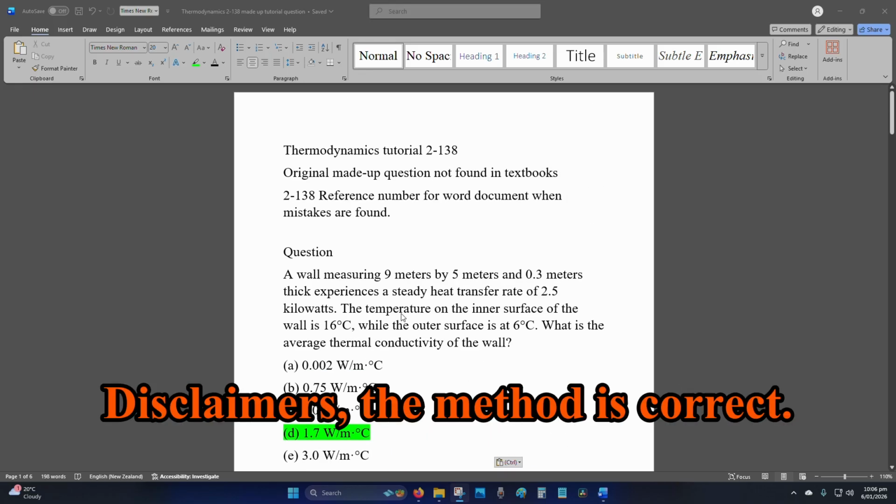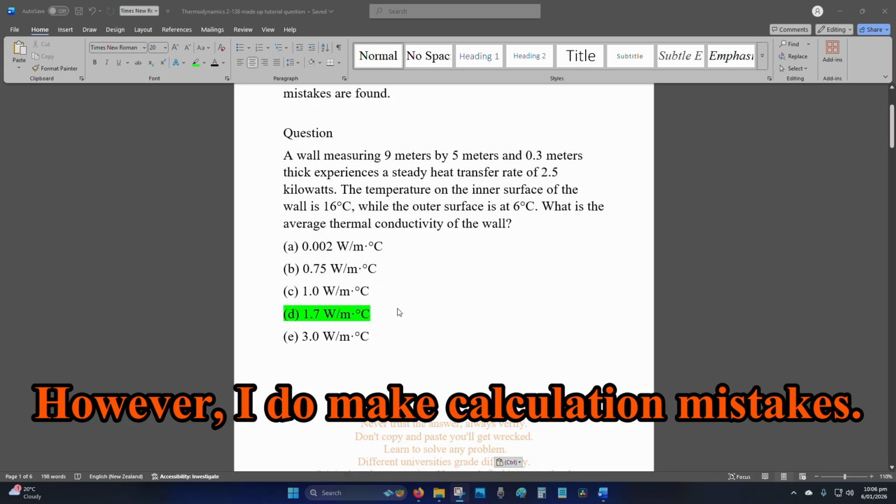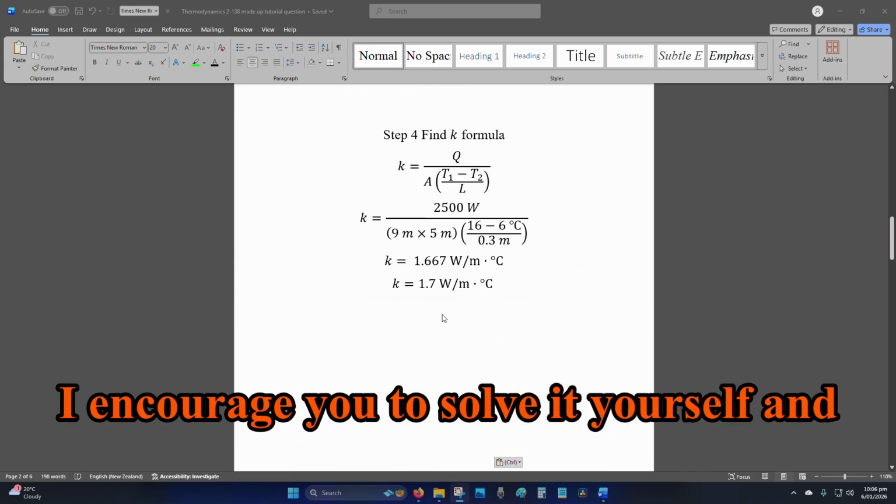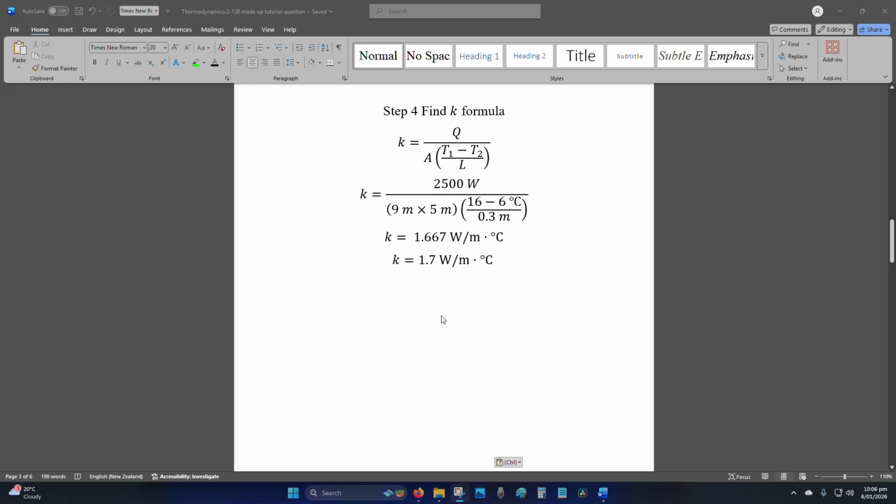Disclaimer, the method is correct, however, I do make calculation mistakes. I encourage you to solve it yourself and see if you get the same answer.